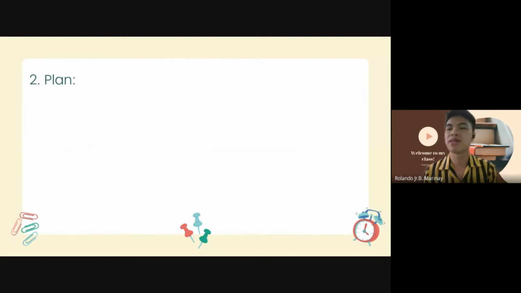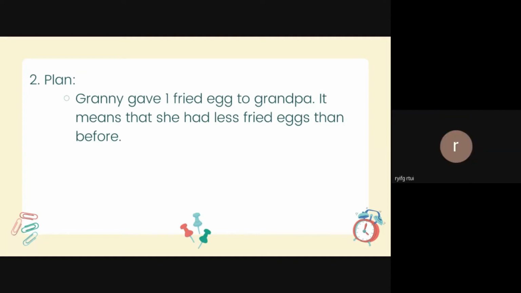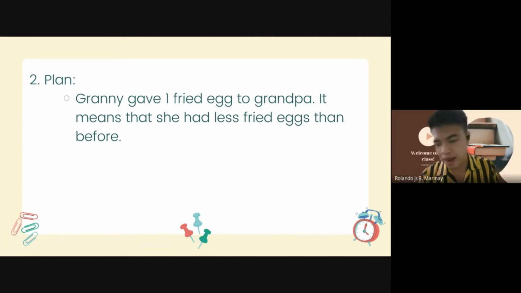But before that, we have to plan first. Since Granny gave 1 fried egg to grandpa, it means that she had less fried eggs than before. She had less eggs than before because she lost 1 egg. She gave it to grandpa. Okay? Focus on the screen first. Do not open your book yet, okay? I'm going to tell you when to open your book.